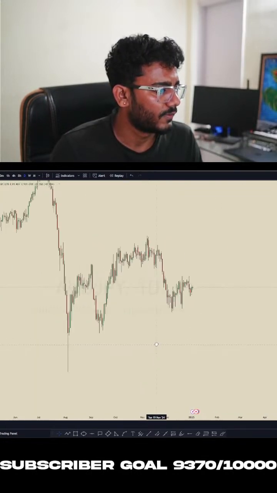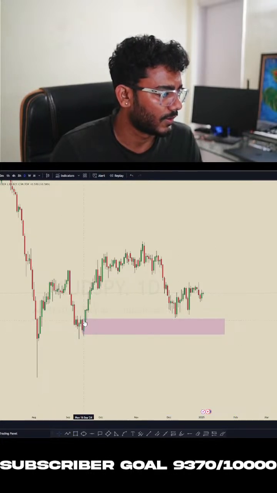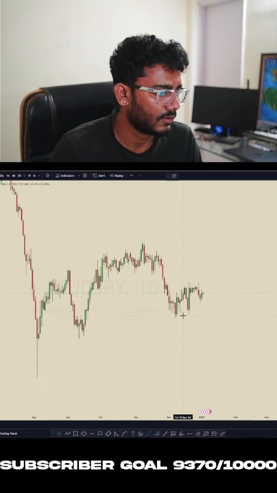On JPY, we can see on daily time frame this is our order block, but price has not tapped this order block, but still price is making liquidity here. So I think this is just a mitigation.